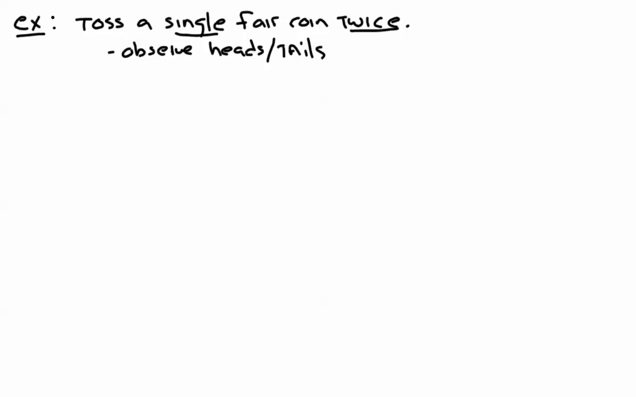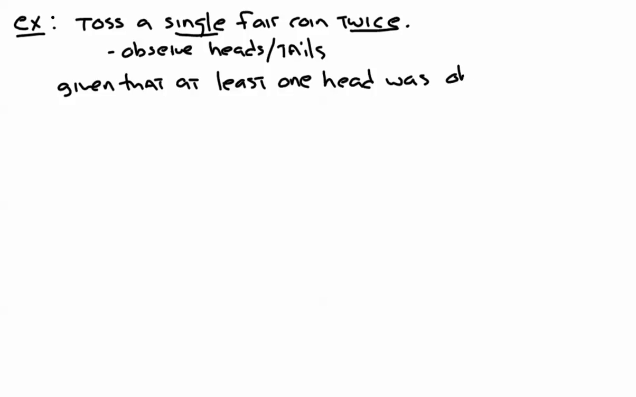And here's the question. Given that at least one head was obtained in the two tosses, given that at least one head was observed, what's the probability of tossing two heads?